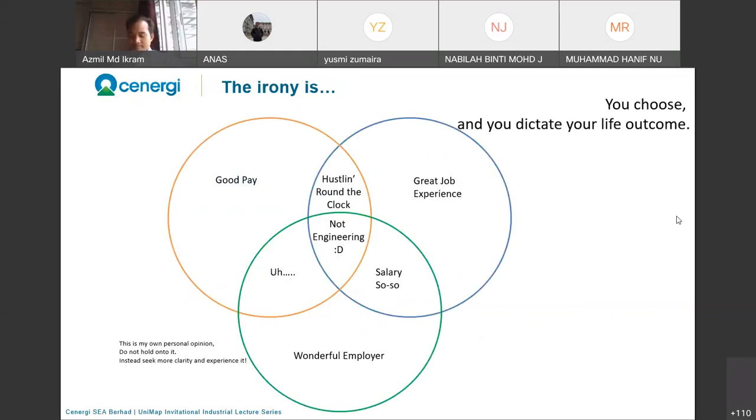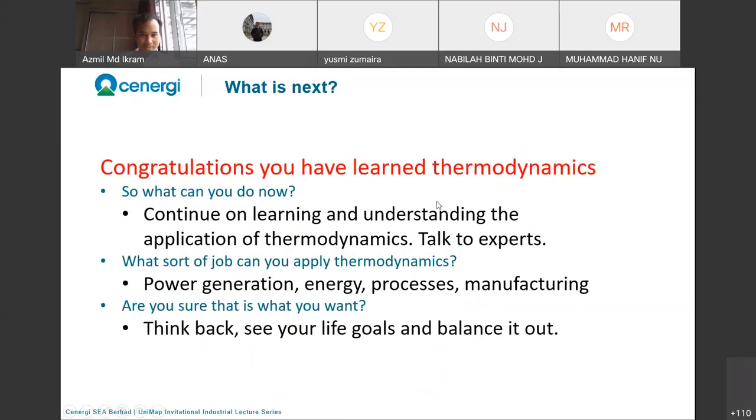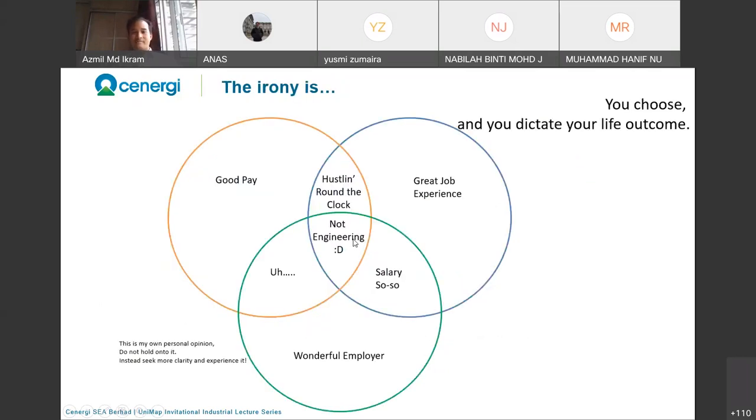However, the irony about the works over here, it's engineering, is you have three circles. It's interrelated sometimes. It's a great job experience. You get a good pay and a wonderful employer. Yeah, I just did this last night, so sometimes it might be wrong.